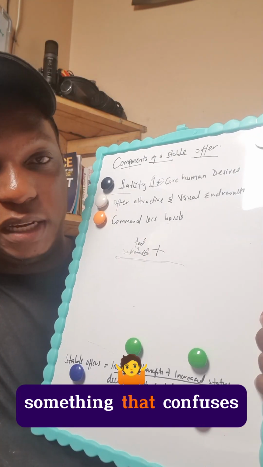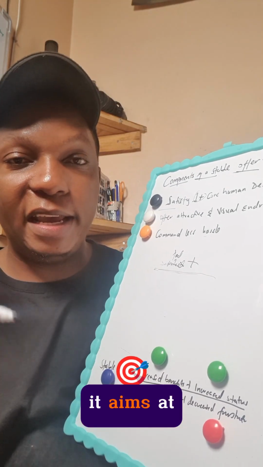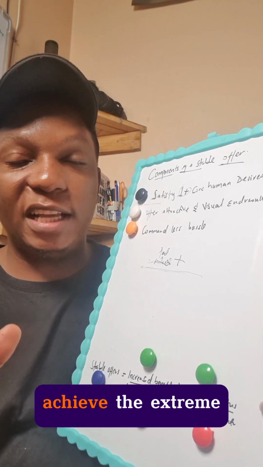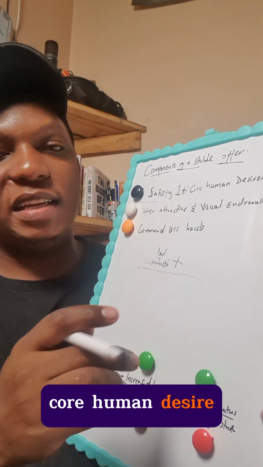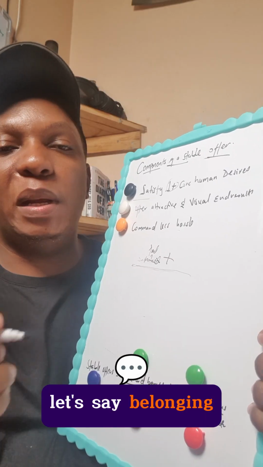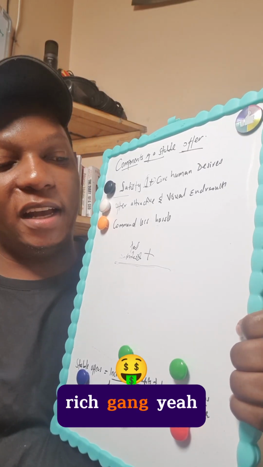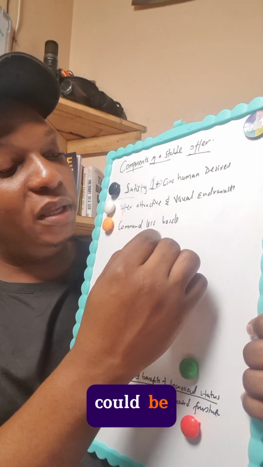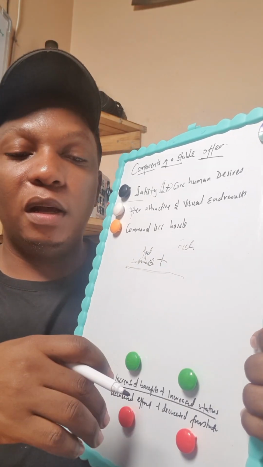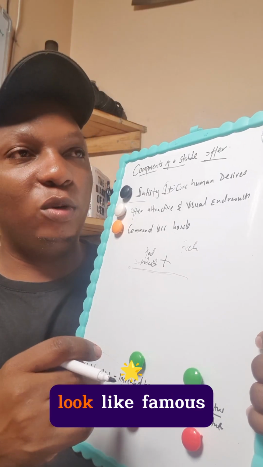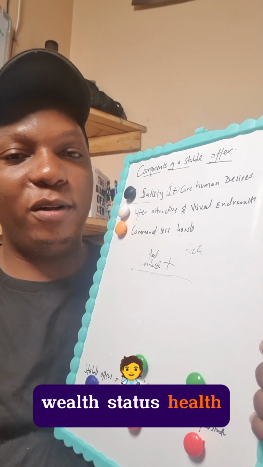So we add the other component, which is increased status. Status shouldn't be something that confuses you a lot. Increased status aims at helping that person achieve the extremes. More so, when people target a core human desire, they're looking for status. Let's say belonging. I want to look rich. I want to belong to the rich gang. So increased status could be getting that person to become rich, wealthy, healthy-looking, famous. Like celebrity status, wealth status, health status.